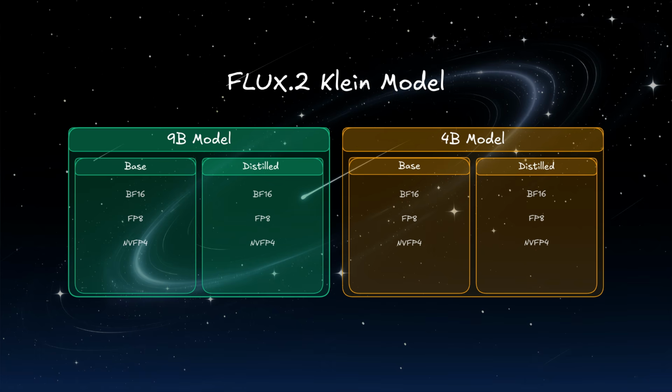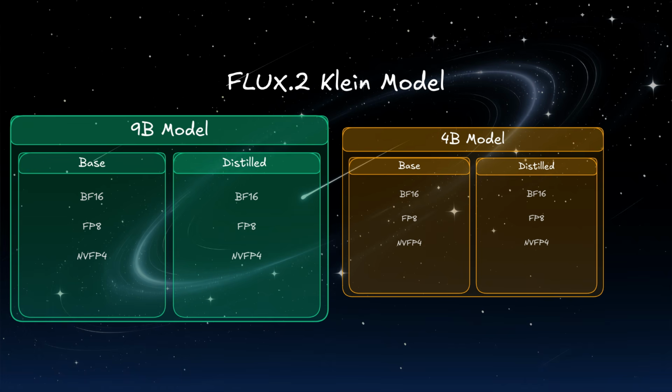But don't panic. After extensive testing, I can confidently say the 9B model performs far better than the 4B. The base version is more suitable for fine-tuning with slightly better output diversity, but falls short of the distilled version in both quality and speed, so I only recommend using the 9B distilled model.